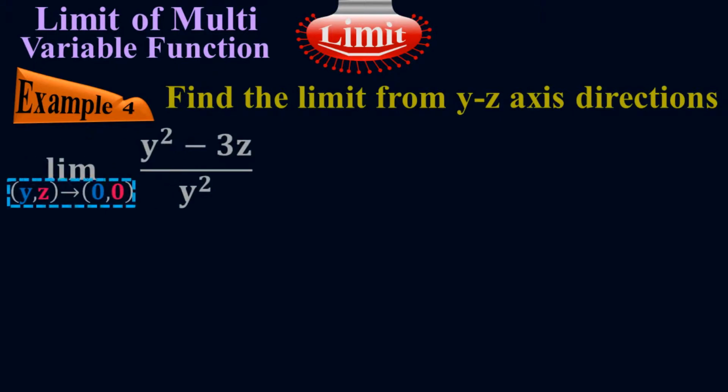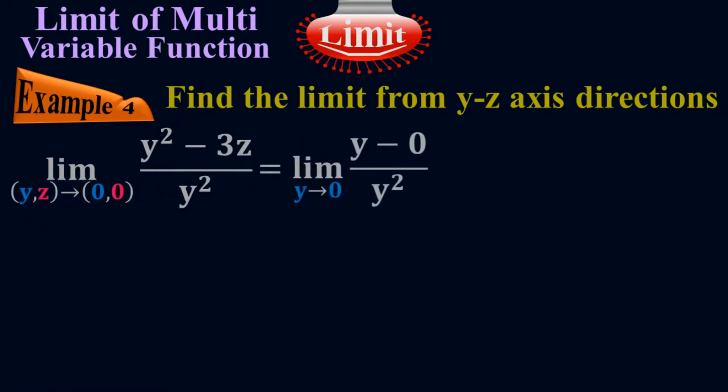Again, I have 2 independent variables y and z. Y approaches 0 and z approaches 0. They are approaching to the same point. Again, I'm going to find the two-sided limits. Let's suppose I want to approach along y-axis only. So I will have limit of y minus 0 over y square.